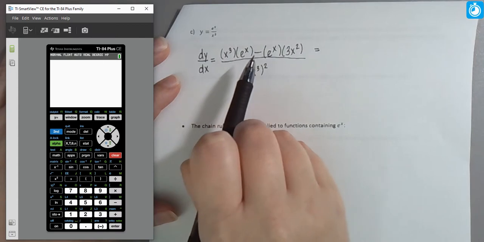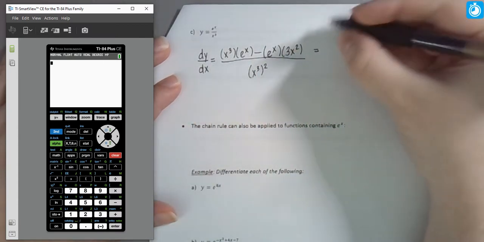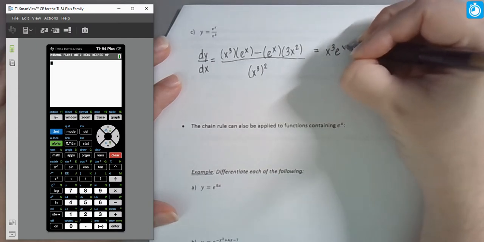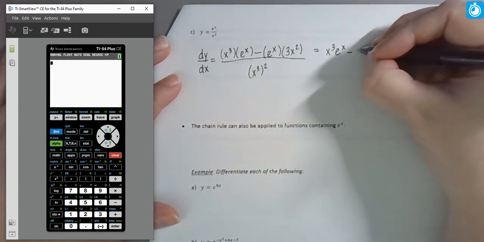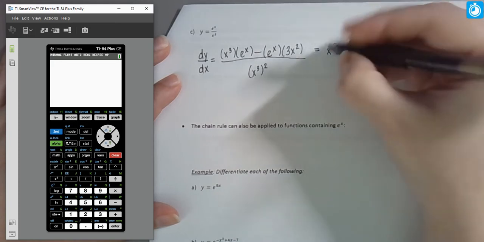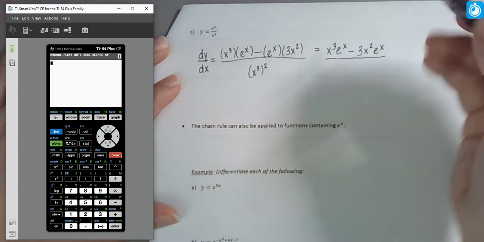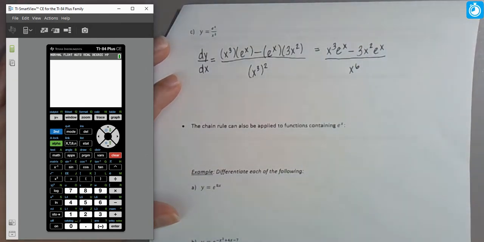So again, in terms of precedence, we write anything that's polynomial first, followed by whatever is exponential. So that's going to be x cubed e to the x minus, rearrange, so coefficient, then x squared, then e to the x. And then in our denominator, we have a power raised to a power, so we multiply those exponents. So that's going to be x to the 6th power.